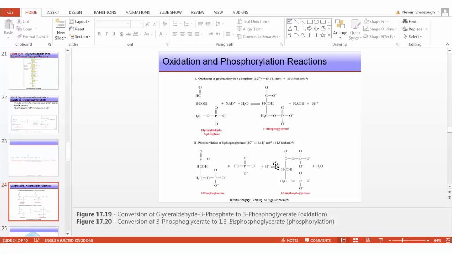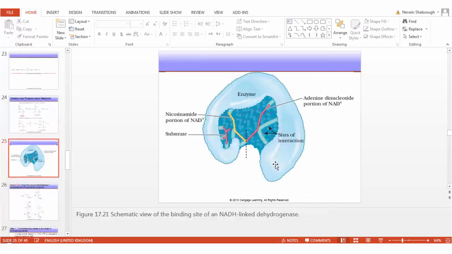The oxidizing agent is NAD+. Here, both oxidized and reduced forms of the coenzyme bind to the enzyme. Here, notice that this is in yellow, the nicotinamide portion of NAD+, and here in red, the adenine dinucleotide portion of NAD+. And here you have the substrate, and these are sites of interaction.